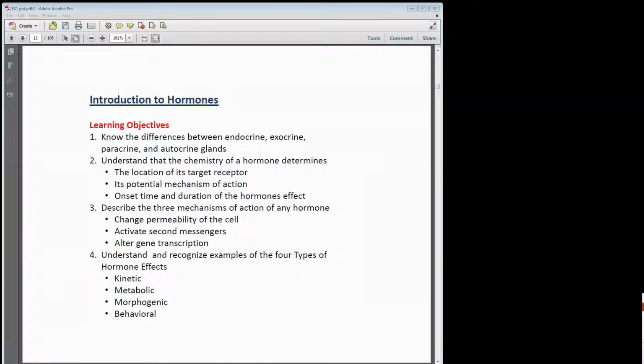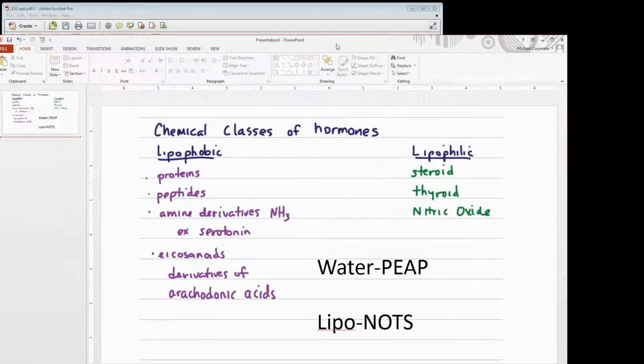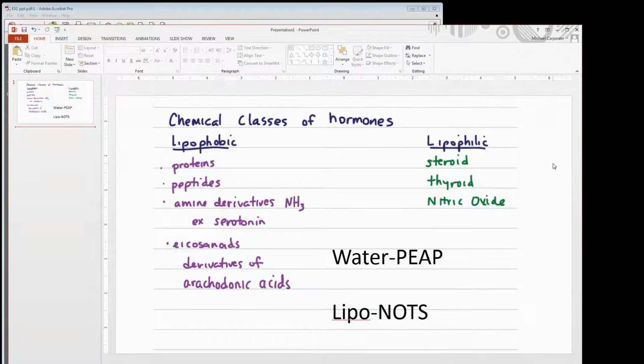It's really important for what we build on next. So let me pull this up so that we can start with it. Lipophobic and lipophilic. Lipophobic, we don't like lipids. Phobic, afraid. Lipo, lipid. Lipophilic, philic, like. Lipophobic, we're scared of lipids. We're water soluble.